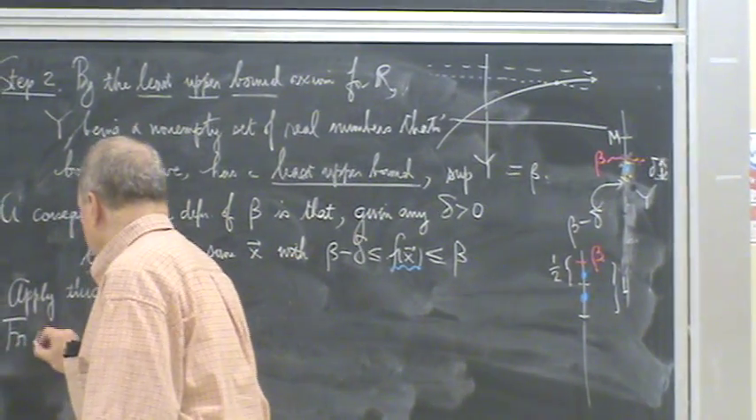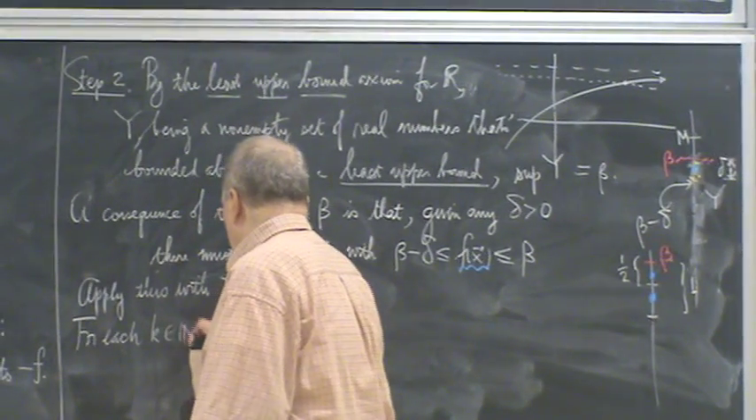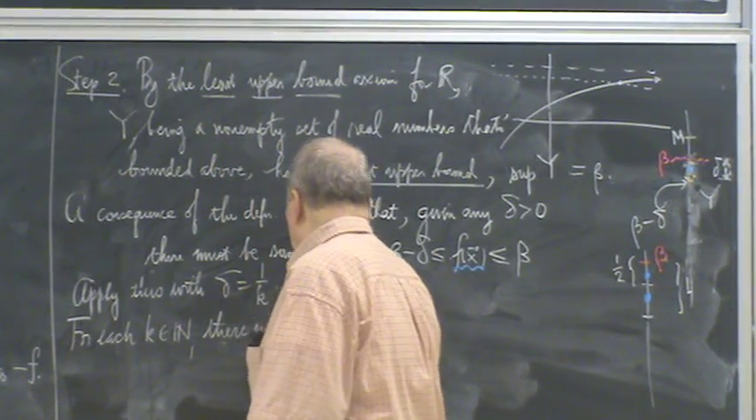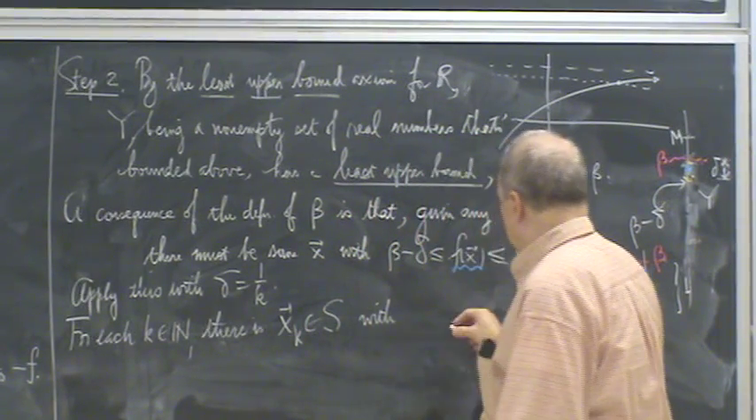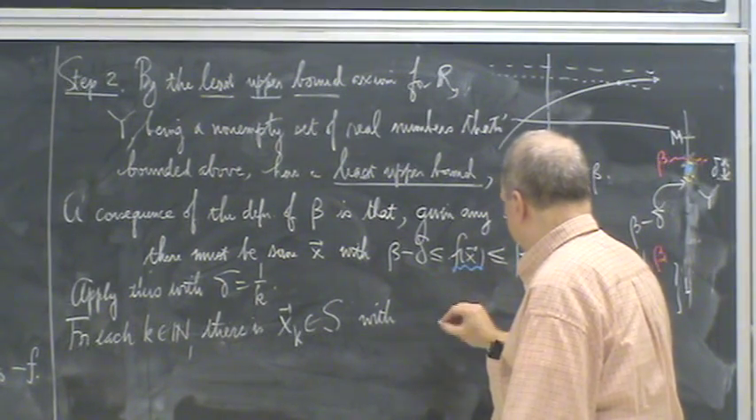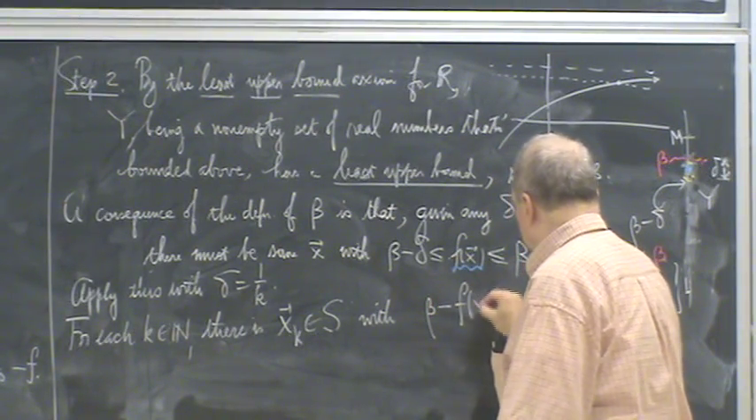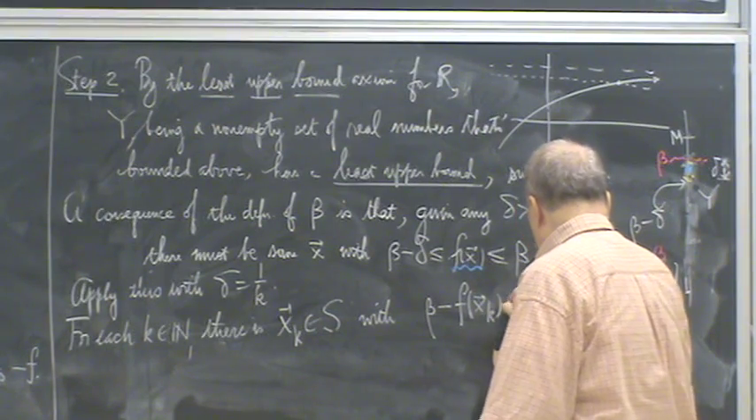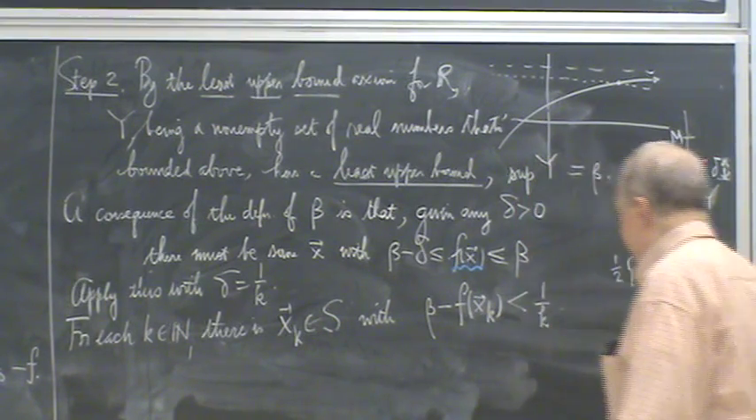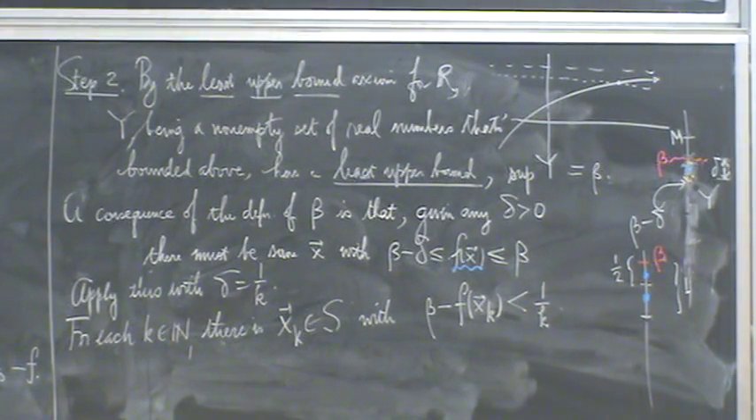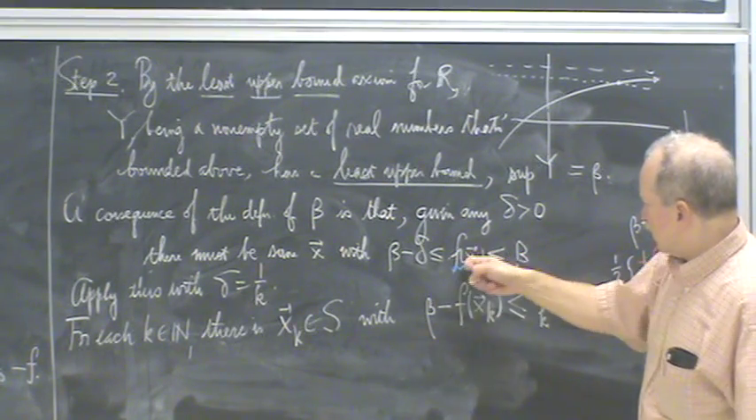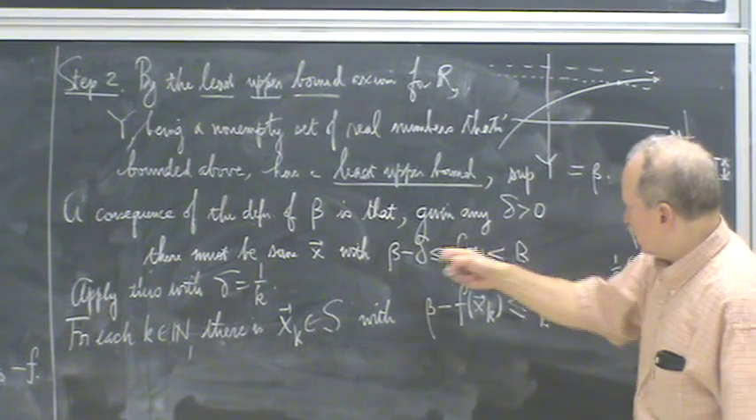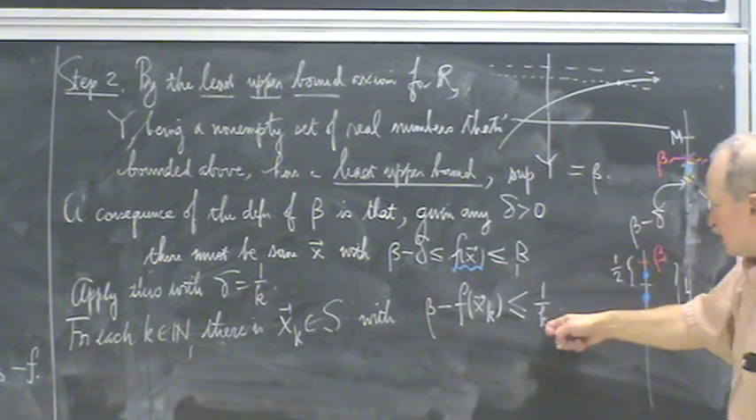So for each natural number k, there is a point in S, yet again, with the distance between beta and that point x of k less than 1 over k. Or less than or equal, doesn't matter. So I'm rewriting this slightly differently, but I'm saying the distance between beta and f of x is less than or equal to the distance between beta and this point, which is delta. There's my delta.